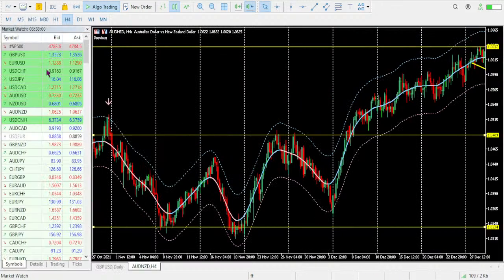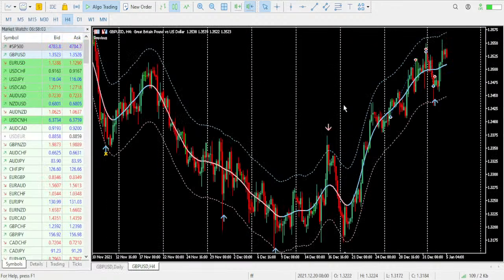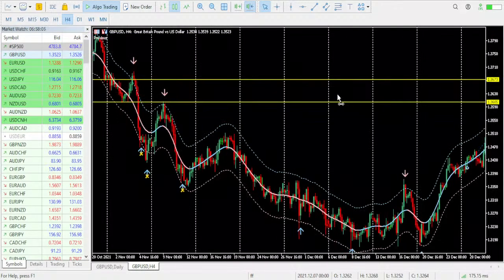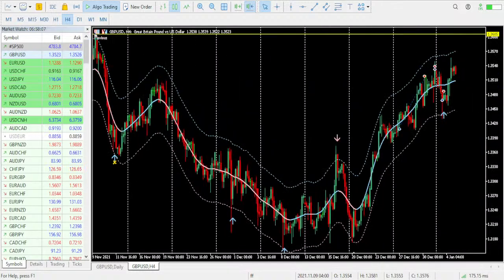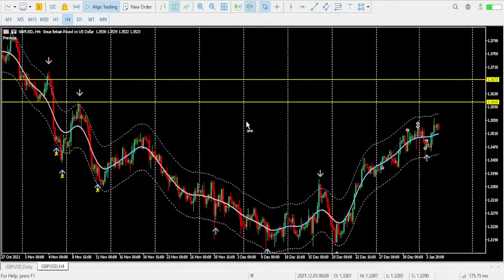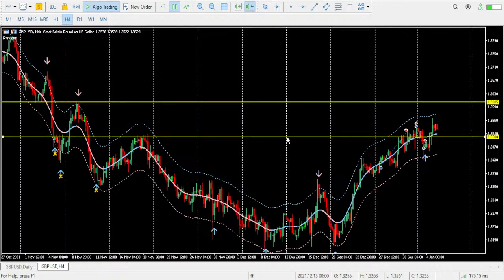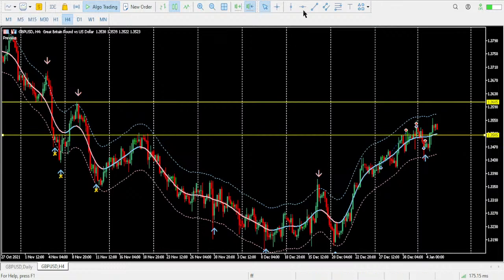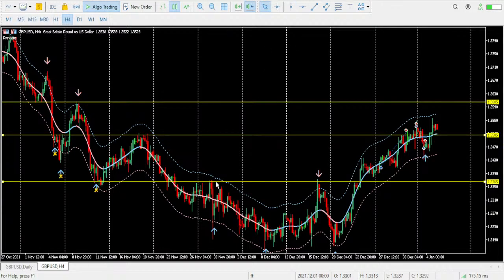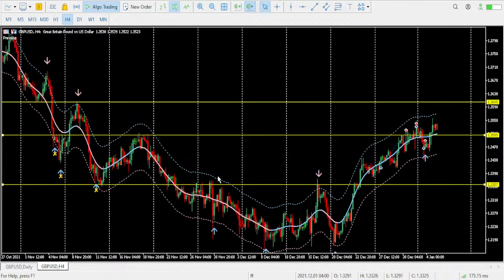The next symbol I want us to look at is GBPUSD. So far, as we mentioned yesterday, we are in an uptrend where the price is continuously moving to the upper side. This is a good level here. We have another level here, and then another level here. We have another level there. And then we have another level at the very bottom.